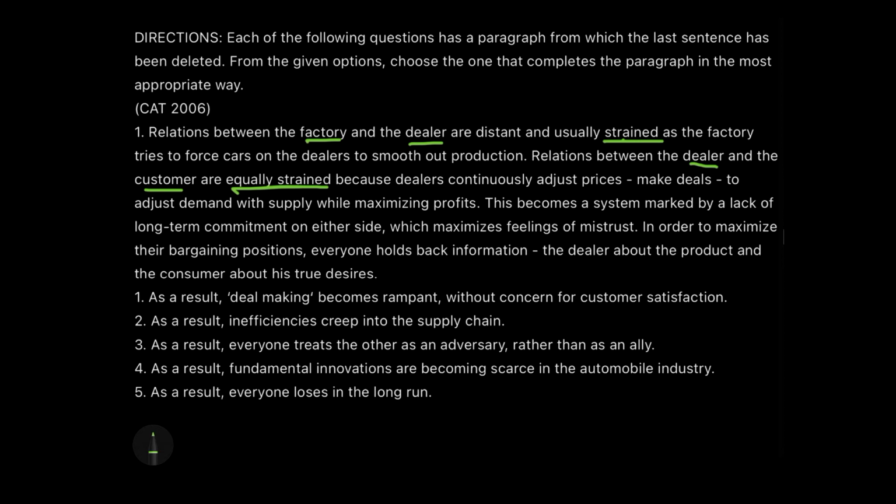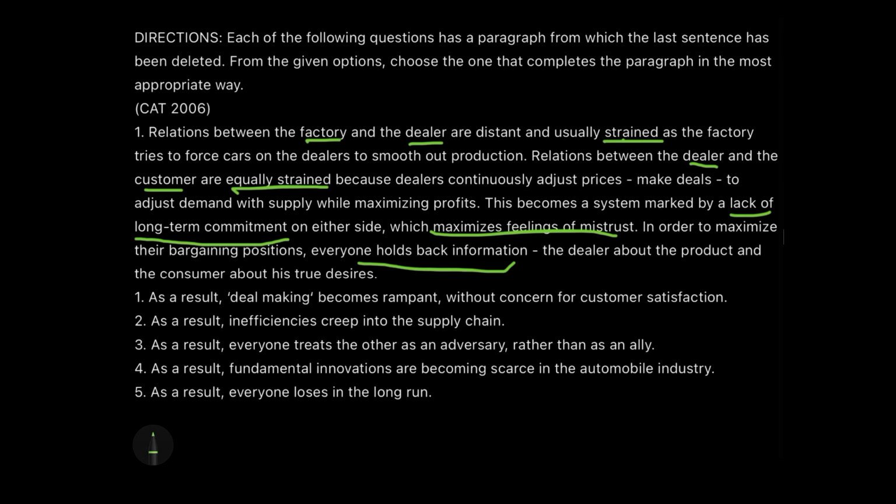This becomes a system marked by a lack of long-term commitment on either side, which maximizes the feeling of mistrust. In order to maximize their bargaining positions, everybody holds back information. That's essential information for us: all three of them, that is factory, dealer and the customer, are holding back information, the dealer about the product, the consumer about their true desires. So what is this all leading to? What do you identify here?